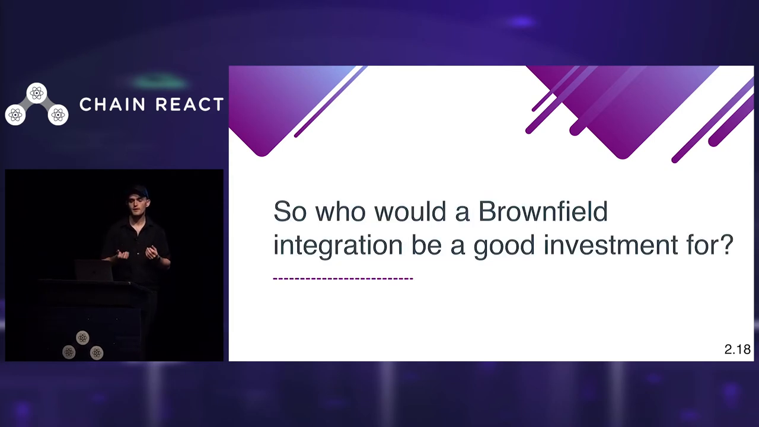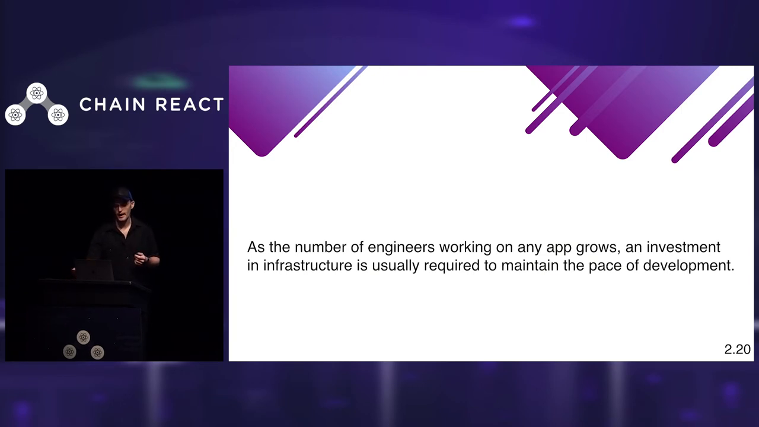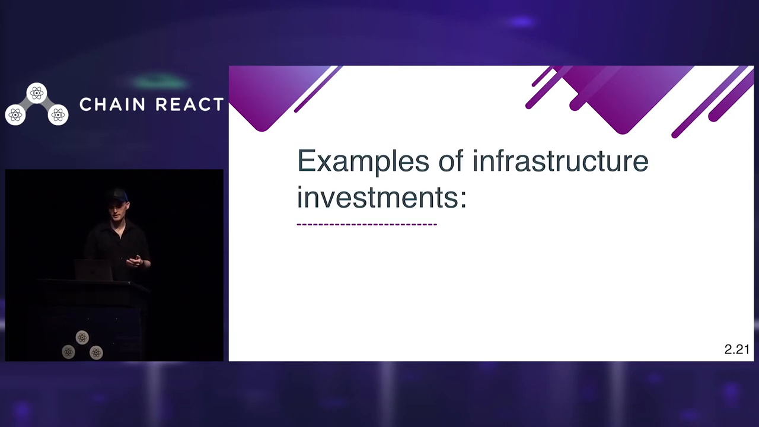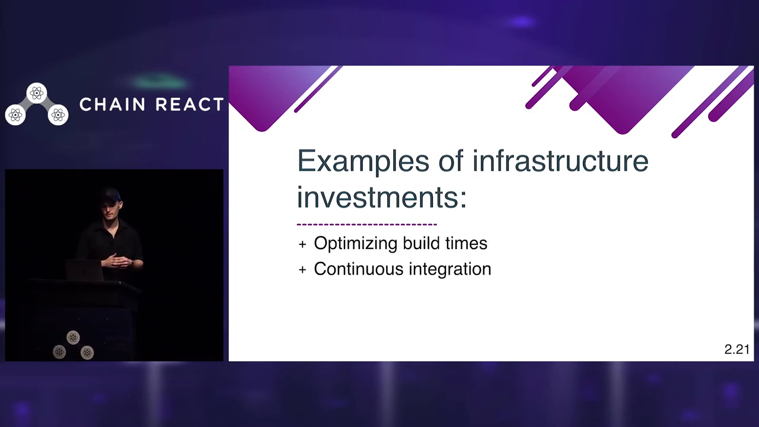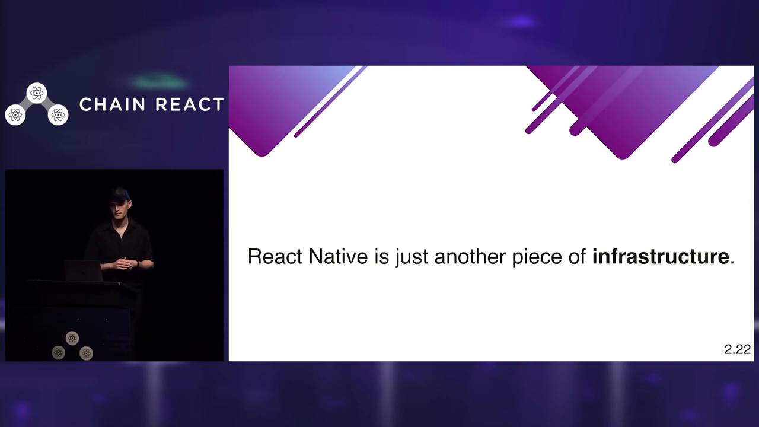So who would a brownfield integration be a good investment for? Organizations. As the number of engineers working on any app grows, an investment in infrastructure is usually required to maintain the pace of development. Examples of infrastructure investments that organizations might make are as follows: optimizing build times, applying continuous integration, applying linters, you know, changing your data store or using GraphQL. Something like Apollo, which Peggy was talking about, would be pretty awesome in a larger organization. React Native is just another piece of infrastructure that you can view through the lens of return on investment.